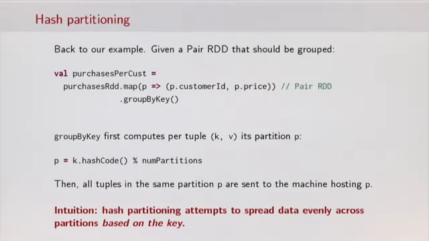So the first thing it does is compute the partition P for every tuple in the pair RDD. We start by getting the key's hash code, and then we modulo that with the default number of partitions. We said it was 24 in the last slide. And whatever the answer of this computation is, that is the partition that key goes onto. Then, when we actually do the hash partitioning, the tuples in the same partition are sent to the machine hosting that partition. So again, the key intuition here is that hash partitioning tries to spread around the data as evenly as possible over all of the partitions based on the keys.